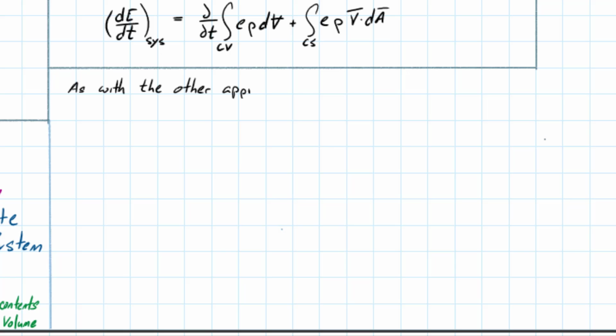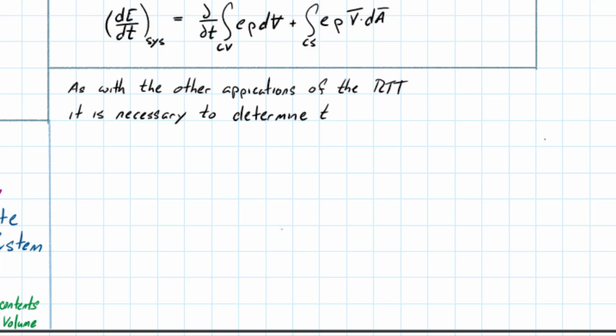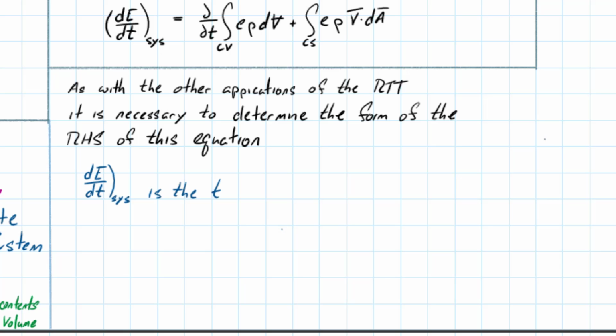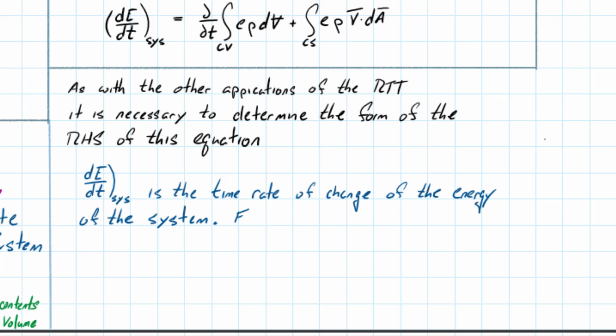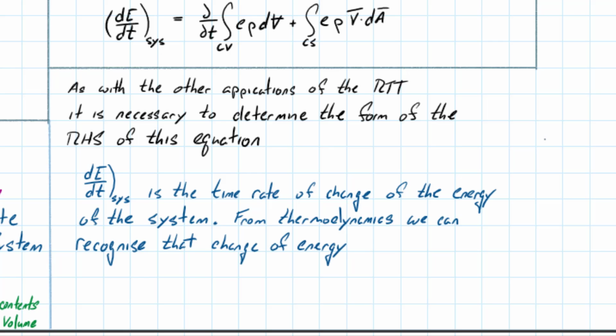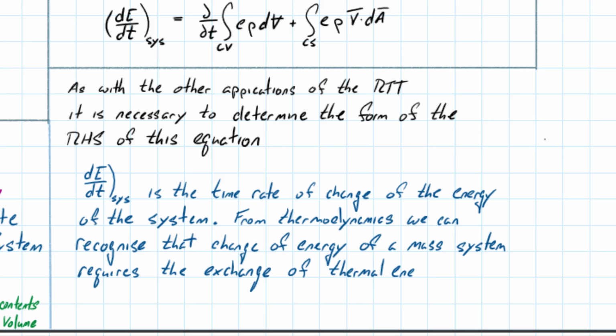So now, as with other applications of the Reynolds transport theorem, it's necessary to determine the form of the right-hand side of this equation. So we take a look at the time rate of change of the total energy of the system. And from thermodynamics, we can recognize that the change of the energy of a system that is composed of mass, or a mass system, requires the exchange of thermal energy and/or work. So thermal energy is going to be heat coming into or out of the control surface.